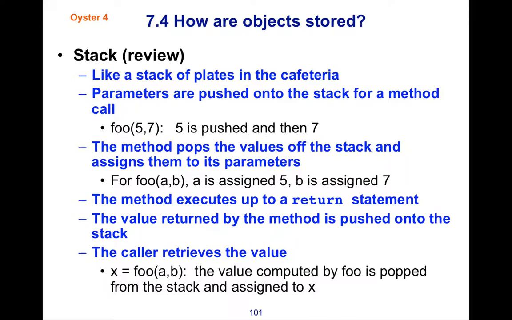So if I call a method foo and pass it the numbers 5 and 7, the 5 is pushed on the stack and then the 7, and when foo starts execution, it pulls those values off the stack, regards them as its local parameters, performs its computation, and then the result of the method is pushed onto the stack just before foo returns.